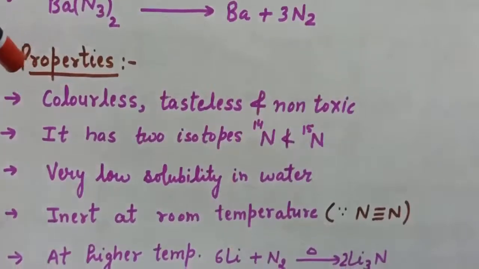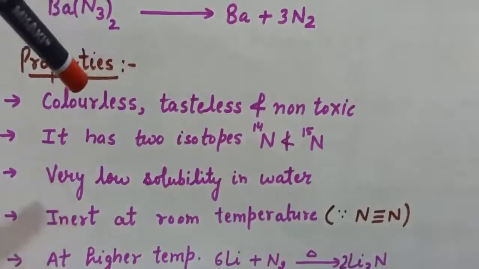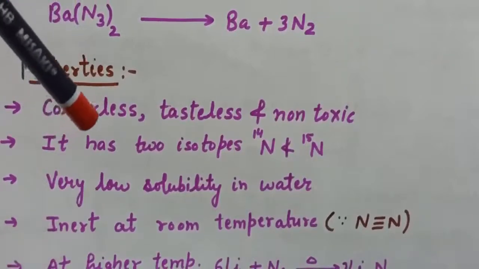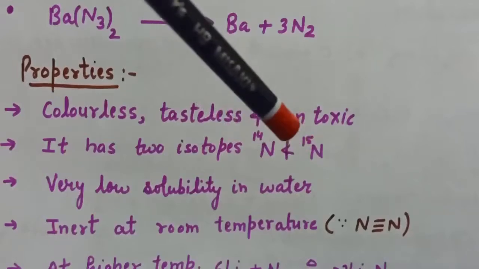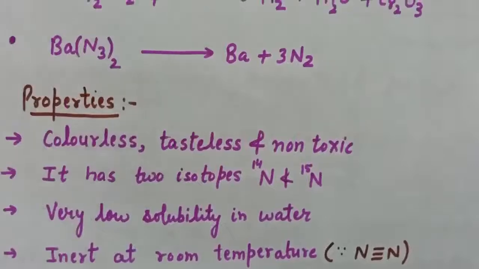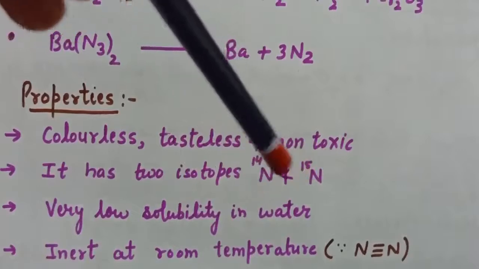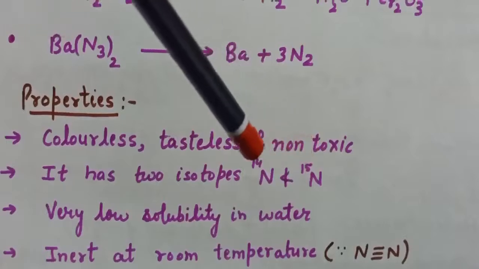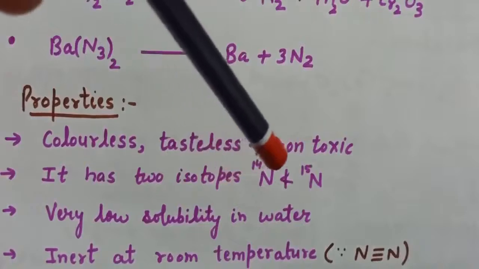So first property of dinitrogen is that it is colorless, tasteless and non-toxic gas, and it has two stable isotopes, that is N14 and N15. What are isotopes? Isotopes are the elements having same atomic number but different mass number. So here in both the cases the atomic number of nitrogen is 7 but the atomic mass is different, that is here we have 14 and here we have 15. So this nitrogen has two stable isotopes.